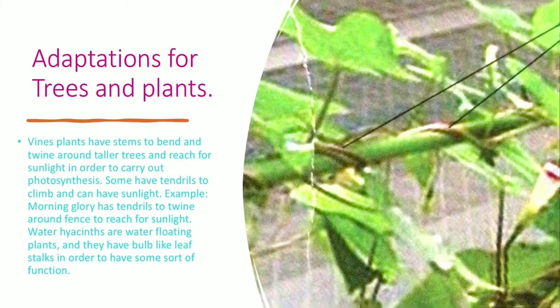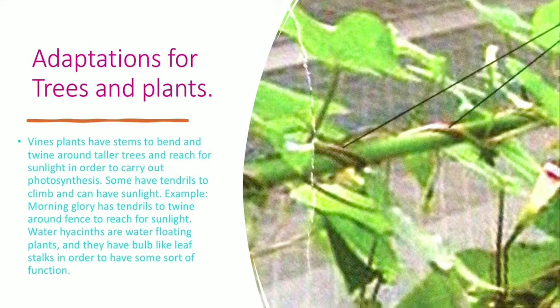This picture is about a morning glory which has some tendrils, as you can see over here. It has tendrils, which is called a structural adaptation. It has tendrils to twine around a fence, or a house if there is one. So it is twined around a fence and can reach for more sunlight.